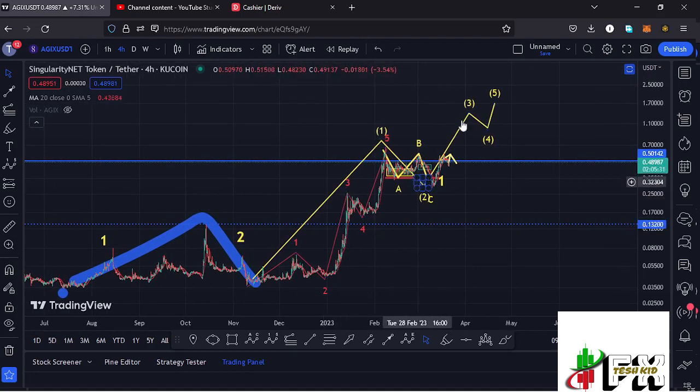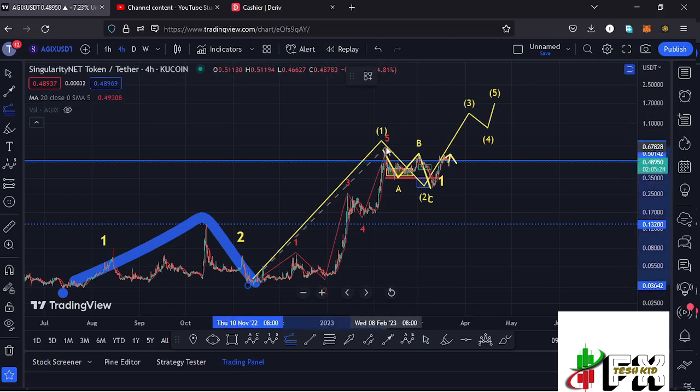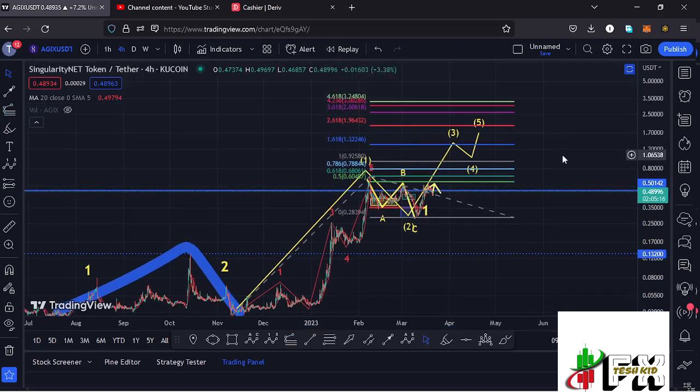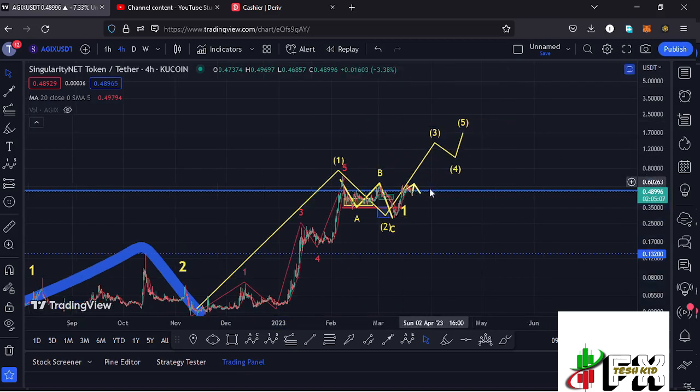Allow me to first sketch out a target area to the upper side in the formation of this wave 3 by connecting the trend based Fibonacci from the low of the first wave to the high of that wave 1, then dragging the fibs to the low of the second wave, and that gives me a minimum target area in the formation of that wave 3 at the fib level 1.618, and that is at around the $1.32246 mark, and that is the minimum that I'm expecting that wave 3 to the upper side to do.